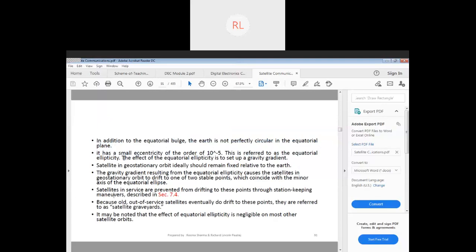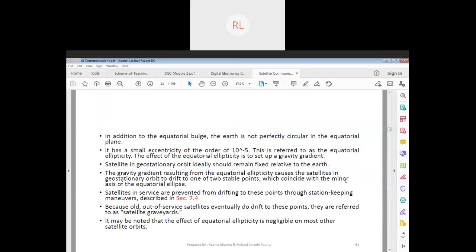Now, in addition to the equatorial bulge, the earth is not perfectly circular in the equatorial plane. So what is an equator? It is a line which is connecting both the ends. Now if we divide the earth exactly into half, it has a small eccentricity of the order of 10 raised to minus 5. This is referred to as equatorial ellipticity. The effect of equatorial ellipticity is to set up a gravity gradient.